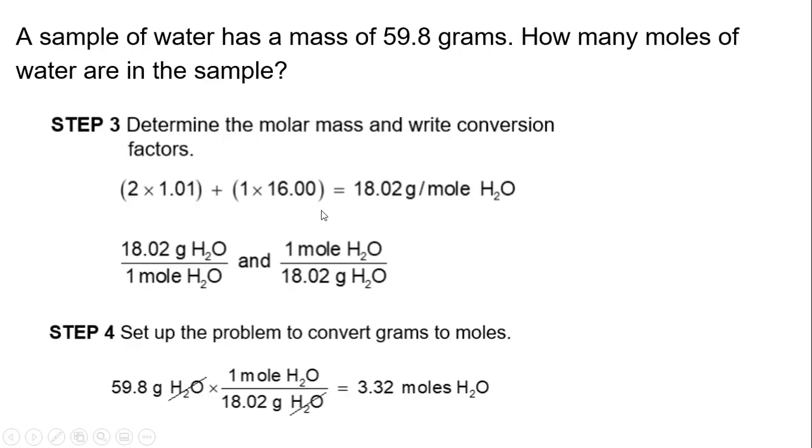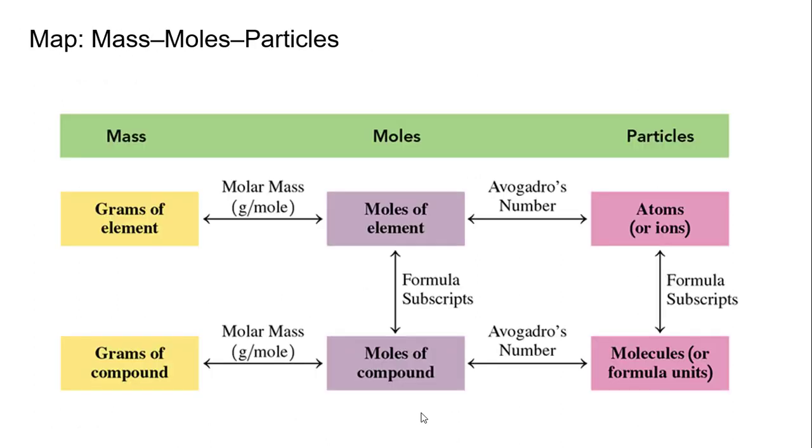So let's determine the molar mass first. So we have 2 hydrogens. So it's 2 times 1.01 plus 1 times 16. So our molar mass of water is 18.0 grams per mole. Now we can set that up as a conversion factor, and we can solve the problem now. So 59.8 grams, we're using grams. So grams has got to be on the bottom because it's got to cancel out. And 1 mole is on top, and this gives us 3.32 moles of water.